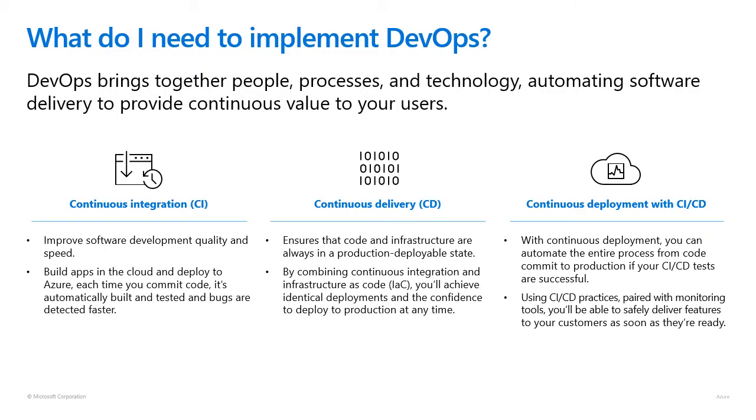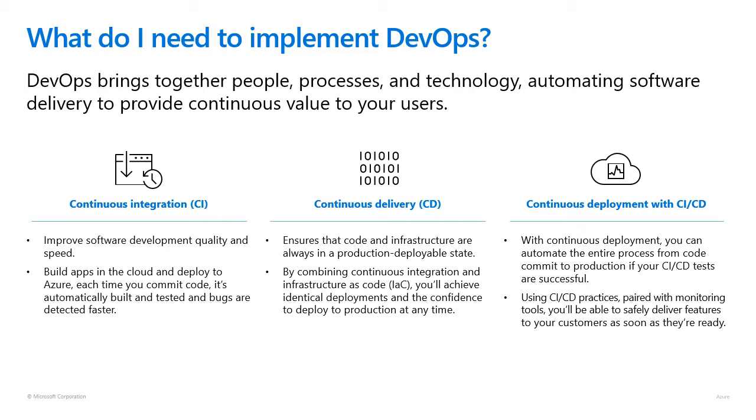Now, what do you need to implement the DevOps process? Taking the software and the applications and the underlying platform required to run DevOps. DevOps essentially, remember, brings together people, processes, and technology by automating, the keyword here being automating, software delivery to provide continuous value to your users. So you've probably heard of the term CI/CD. CI means continuous integration. This means you improve software development quality and speed, and you build apps. CI/CD, or continuous integration, usually works best if your application is cloud native or built for the cloud.